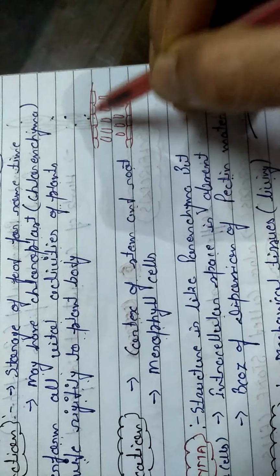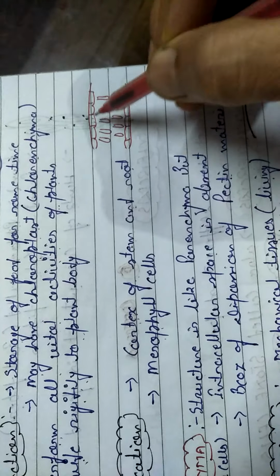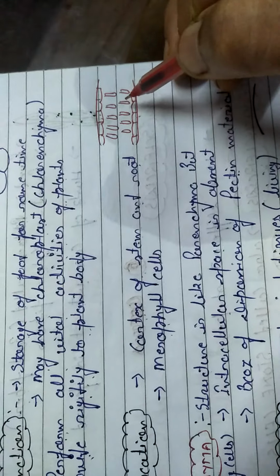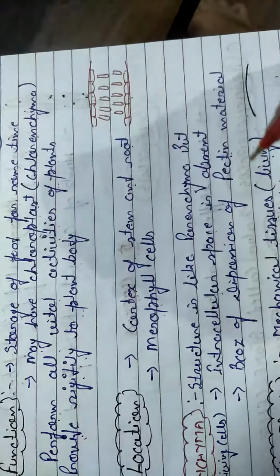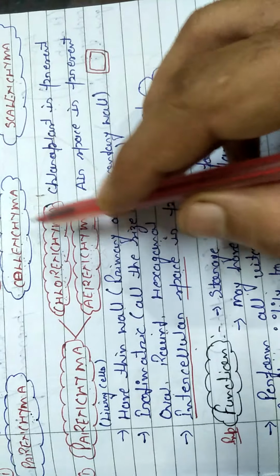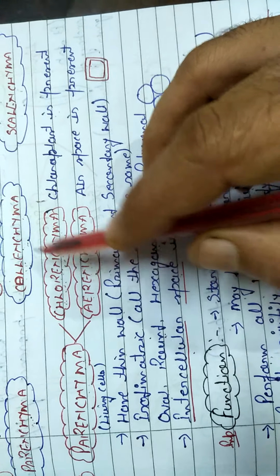This is the upper epidermis, this is the lower epidermis. Between these epidermis there is a part which is known as the mesophyll cells, and all these mesophyll cells are related to the parenchymatic cells. These are known as parenchyma. Now the second is known as collenchyma. Collenchyma differs from the chlorenchyma, remember it.